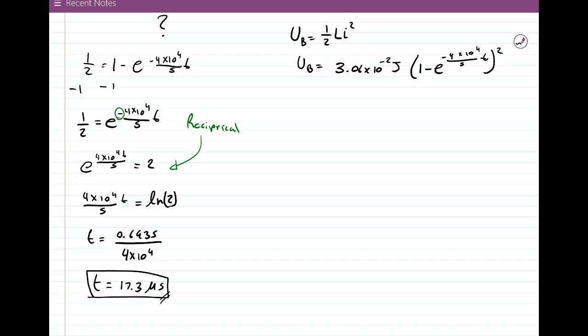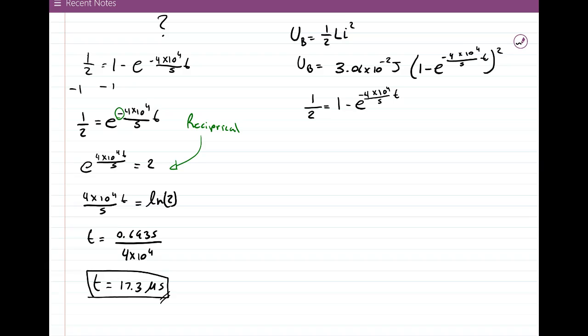Now we want that to be equal to 1/2 of its maximum. When does it have its maximum value? Time equals infinity, right? Long time after the switch is closed. And that maximum value will be 0.3 microjoules, right? Okay, so take that, divide by all of this. You're going to have 1/2 there. You have 1/2 is equal to 1 minus e raised to the negative 4 times 10 to the 4th per second times t, and that's squared.